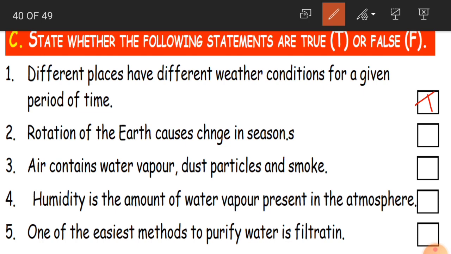And second one is, rotation of the earth causes change in seasons. This is CHANGE, change in seasons.